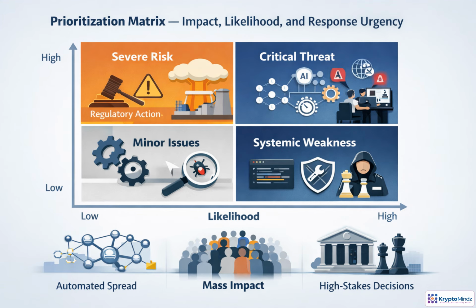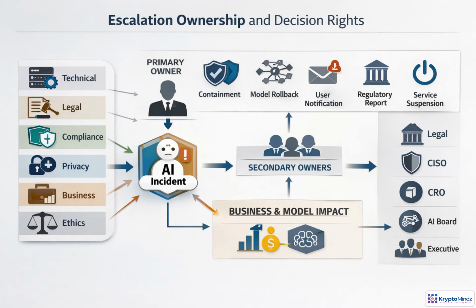Prioritization asks more than how bad was it. It also asks, how likely is it to happen again, and how fast can it spread? A rare but severe legal or safety issue still deserves strong mitigation. A frequent low-impact issue may reveal a deeper governance weakness. For AI, raise urgency when automation can propagate the problem, many users can be affected, or outputs influence high-stakes decisions. The goal is to match the response level to real operational risk.